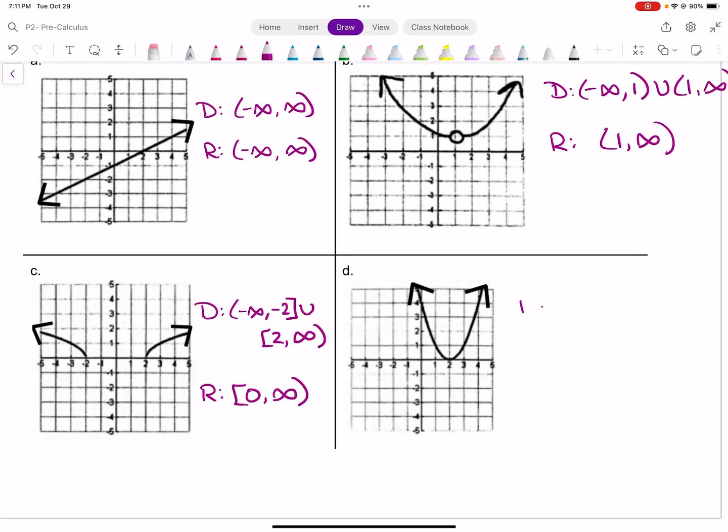For D, my domain, -infinity to +infinity. My range, my y's are from 0 to +infinity. Don't use the 2. That 2 is an x. I know that's where the graph hits, but that's talking about the x, and at that point, the y should be 0.